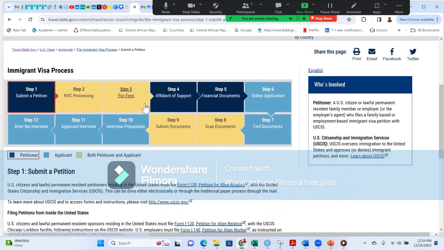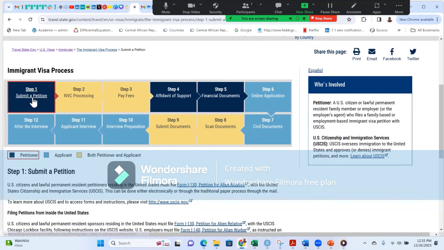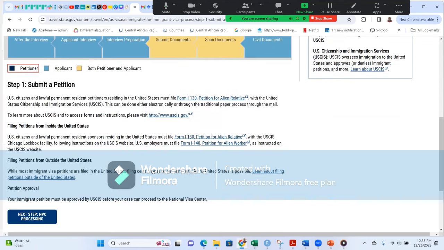So what are the steps required? Because some people do ask me, how do you manage? How do you do it? I categorize this process into 3 categories. The first category is to submit the petition. You have to submit a petition. This is where you submit a petition.